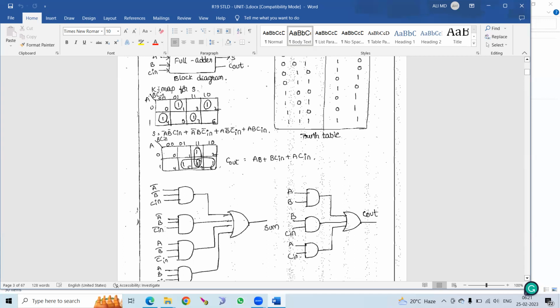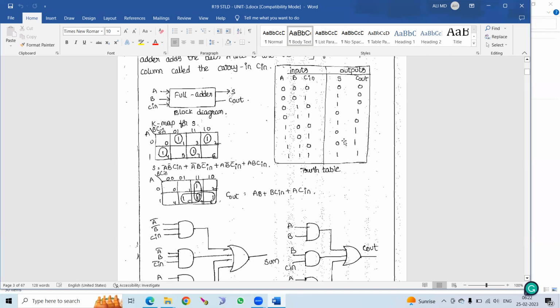So by the Karnaugh map, we get the Boolean expression as sum is equal to A bar B bar C in plus A bar B C in bar plus A B bar C in bar plus A B C in. By using these values, we are getting the 4 individual cells, and from the individual cells we get this expression for sum.